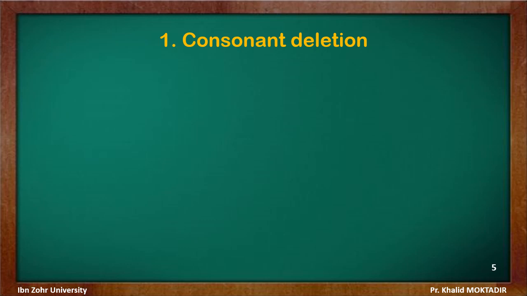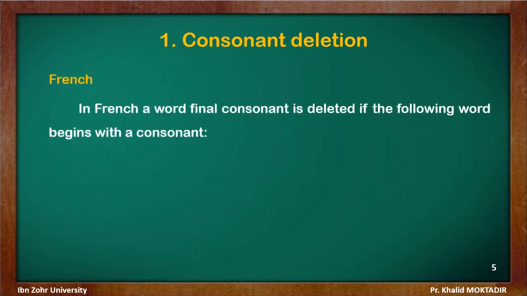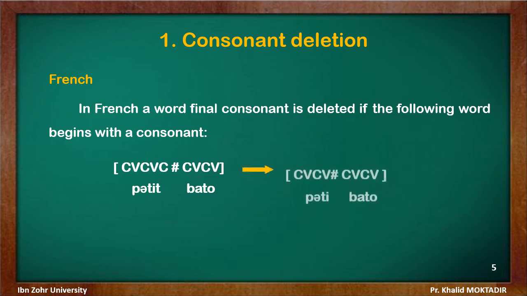Now let's pick up consonant deletion as the first example. We pick up an example from French. In French, a word's final consonant is deleted if the following word begins with a consonant. In other words, we have a situation where 2 consonants meet. Example, petit bateau. How is this pronounced? The last consonant in the word petit is deleted, as you can see.